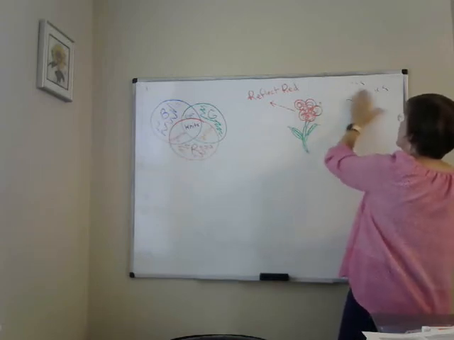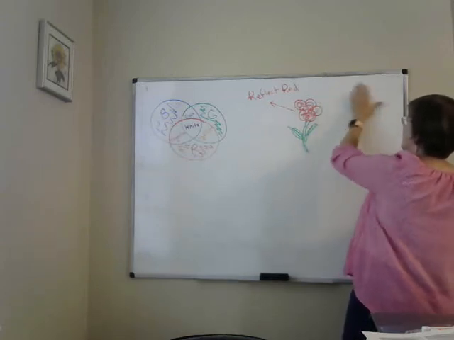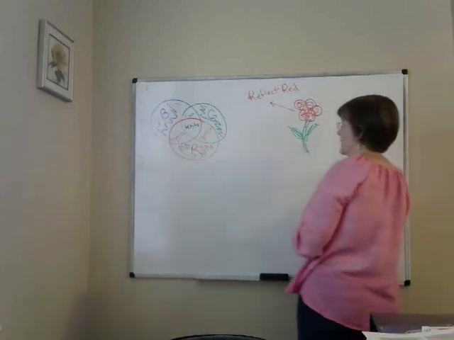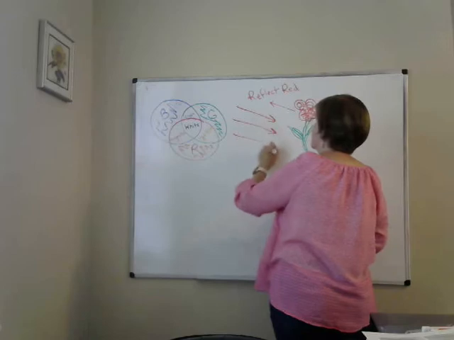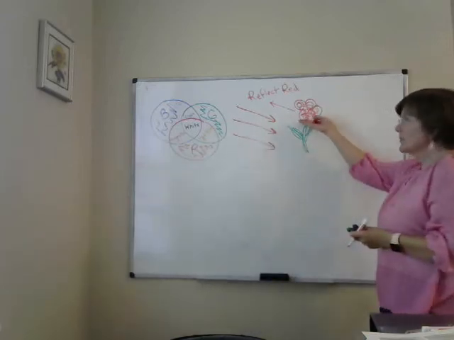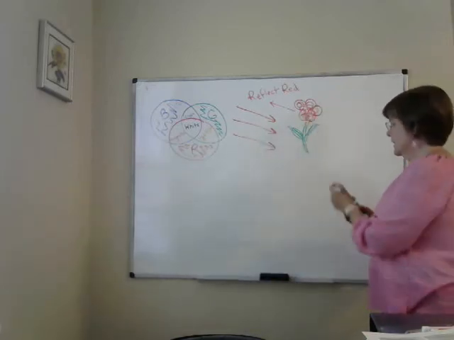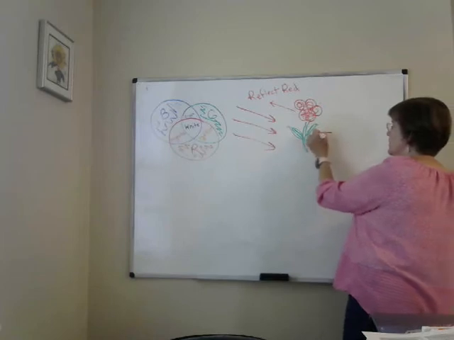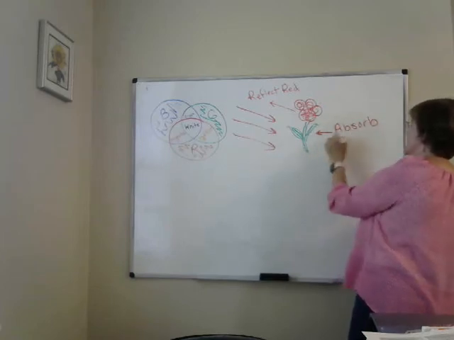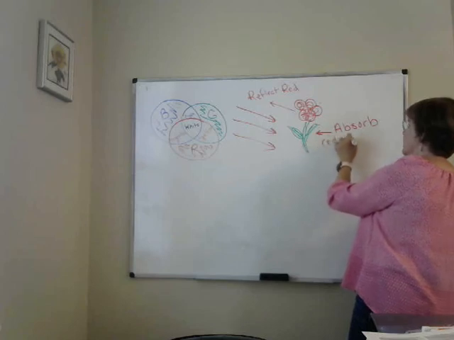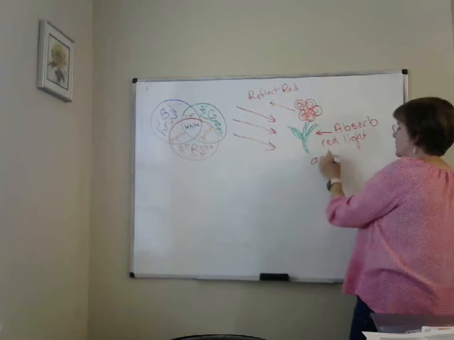So if I shine red light coming in on this flower, only red light, the flower will reflect the red light. This will absorb the red light. And it will actually appear black.